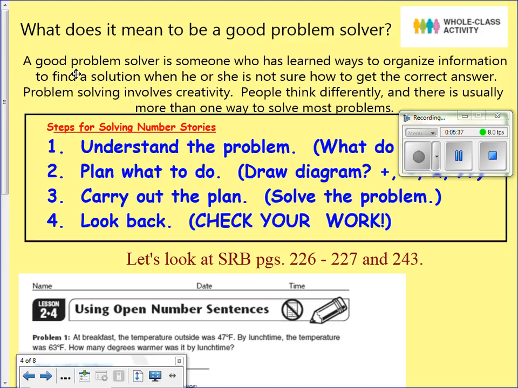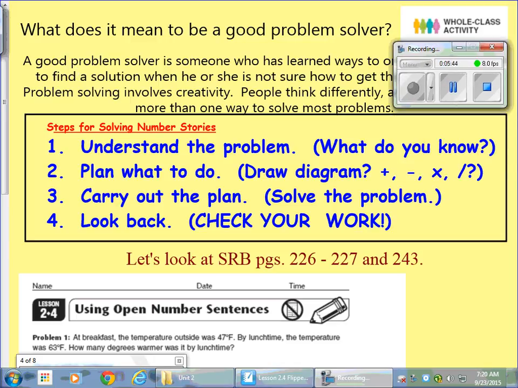All right, so these are the steps to finding number stories. First of all, we have to understand the problem. And that means, what do you know? After you read it, what are you trying to find out? It's kind of like science a little bit, right? What's the purpose of your science fair project? That's kind of the same topic.